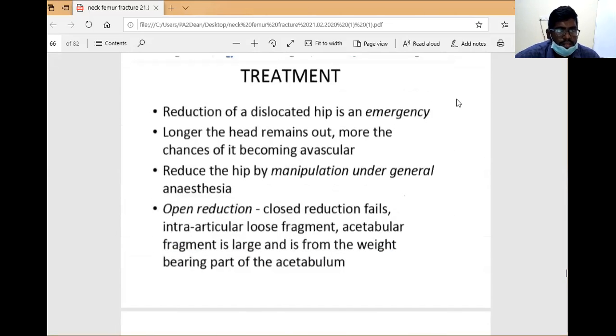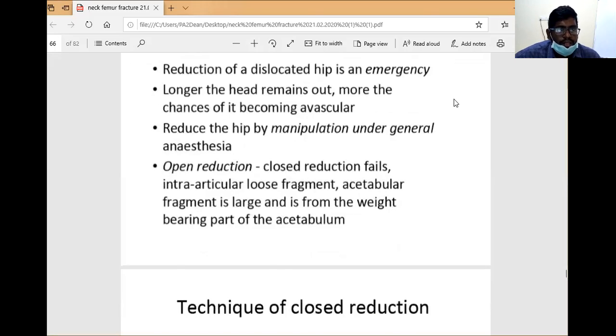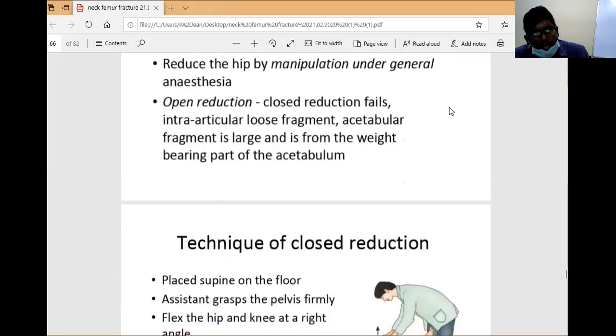Any dislocation must be reduced immediately. Why? Because the blood supply may be lost and it is difficult to reduce after some duration. Why? Because the muscles go into spasm. So manipulation under general anesthesia is done.